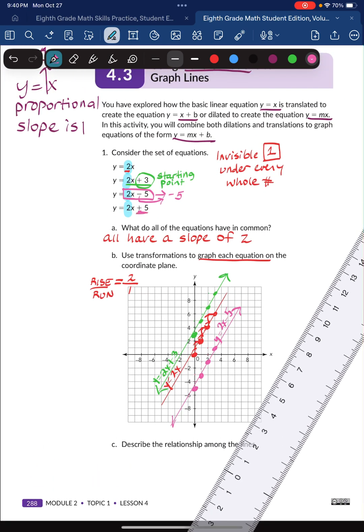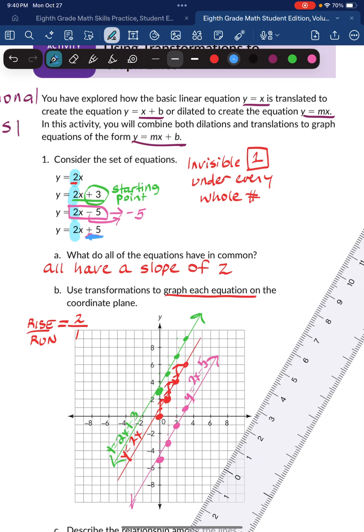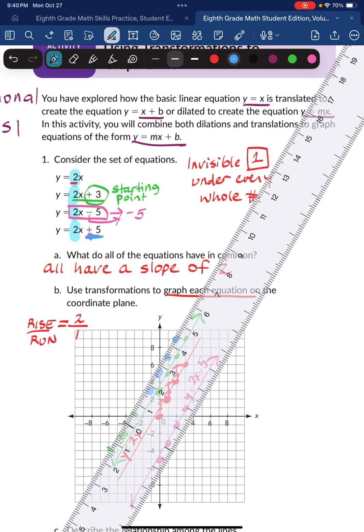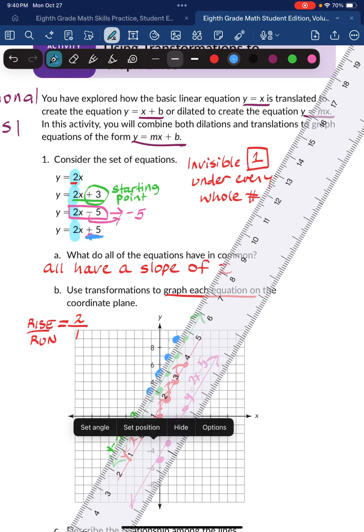Now, we're just going to do the plus 5. Let me switch to a different color. Let's do blue. So I'll put my y-intercept at 5, up 2, over 1, up 2, over 1. I could go down 2 and to the left, and I'll talk about that in the next video.